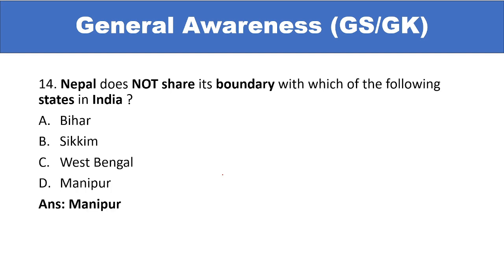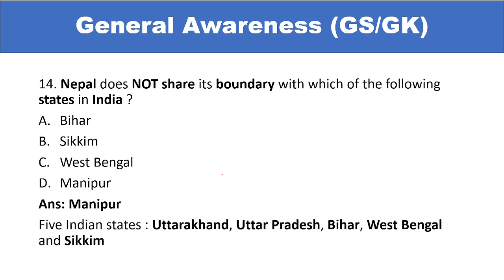The answer is Manipur. Nepal does not share a boundary with Manipur. That means it shares with Bihar, Sikkim, and West Bengal. So we'll see how many more states Nepal shares with our country. With 5 Indian states, Nepal shares its boundary.